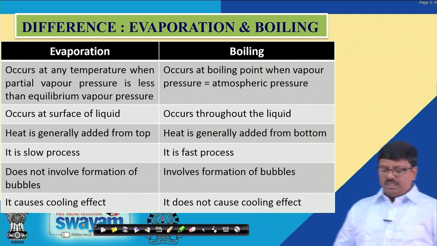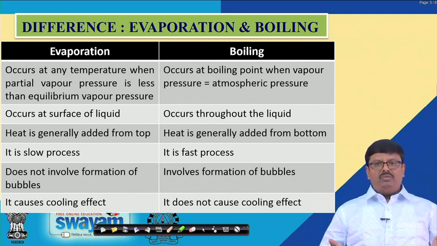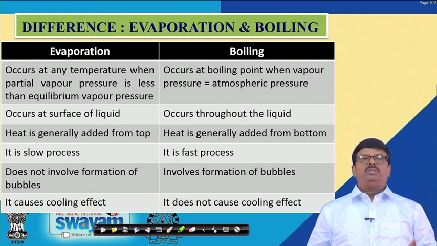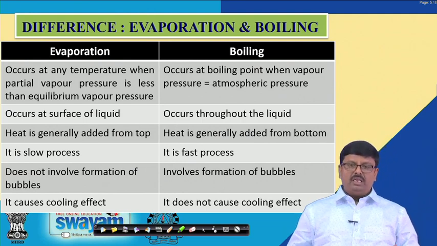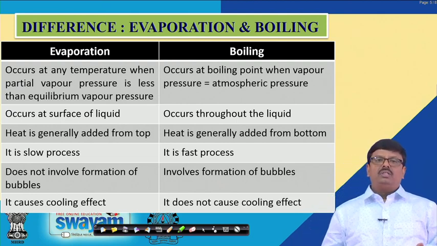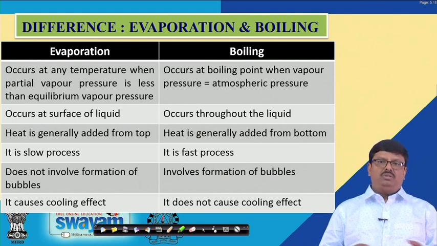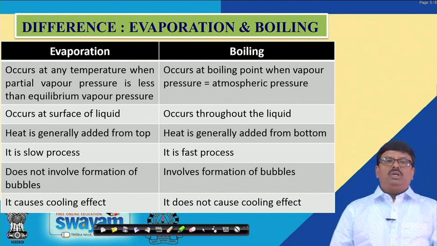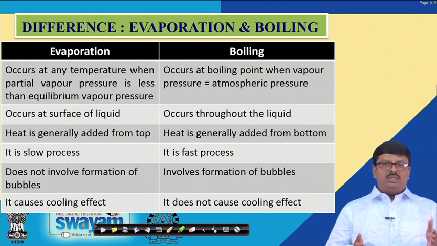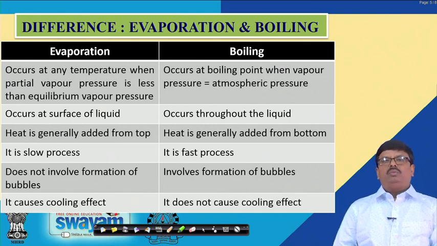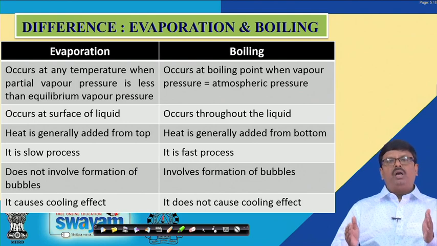Evaporation, as is very well known, occurs at any temperature, at all temperatures, when the partial vapor pressure is less than its equilibrium vapor pressure, and boiling occurs at the boiling point, when vapor pressure is equal to atmospheric pressure. This is a very simple phenomenon: evaporation occurs at the surface of the liquid, it is a surface phenomenon, and boiling occurs throughout the liquid, that means it is a bulk phenomenon.